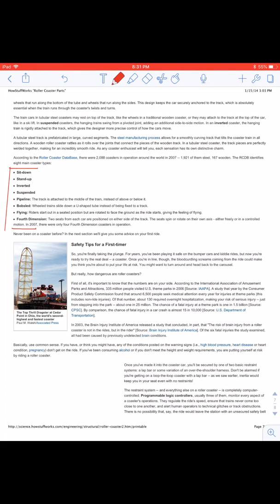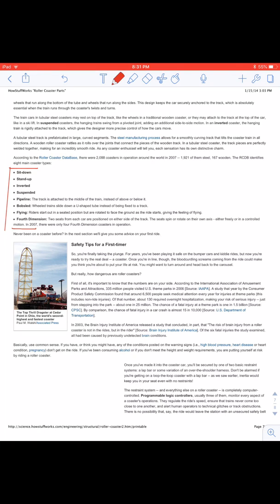The restraint system and everything else on a roller coaster is completely computer controlled. Programmable logic controllers, usually 3 of them, monitor every aspect of a coaster's operations. They regulate the rider's speed, ensure that the trains never come too close to one another, and alert human operators to technical glitches or track obstructions.